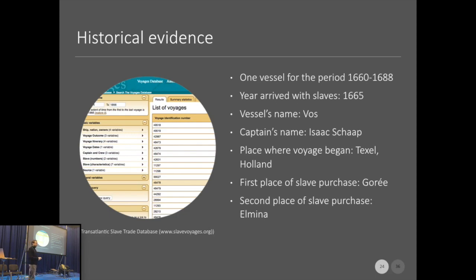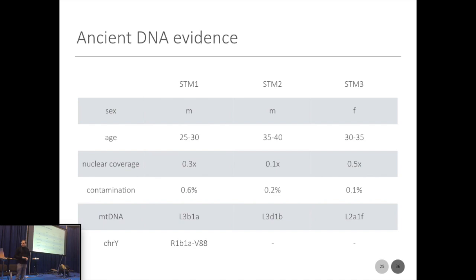And so this is where the DNA comes in. This just gives you a summary of the kind of data we were able to generate. It wasn't much. So, low coverage genomes, which means we randomly sampled bits of their genomes at lower coverage, as we call it. We estimated contamination rates, trying to establish that the data we generated is actually the authentic, real deal. We got mitochondrial genomes out of them, so we got their mitochondrial haplogroups, and also, for one of them, a Y chromosome haplogroup.